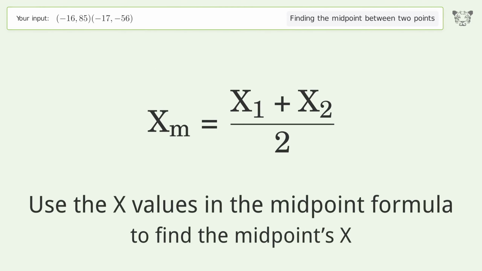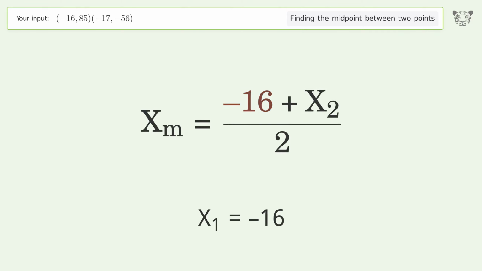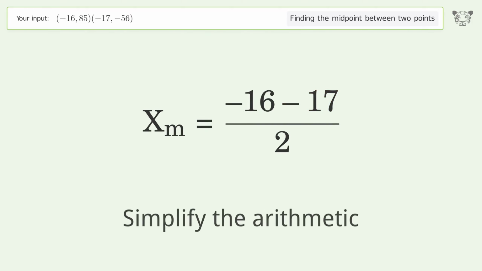Use the x values in the midpoint formula to find the midpoints x. x1 equals negative 16. x2 equals negative 17. Simplify the arithmetic.